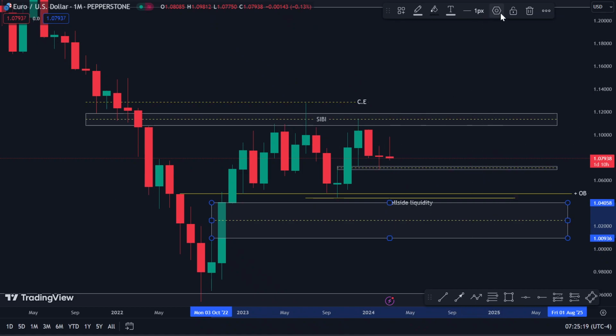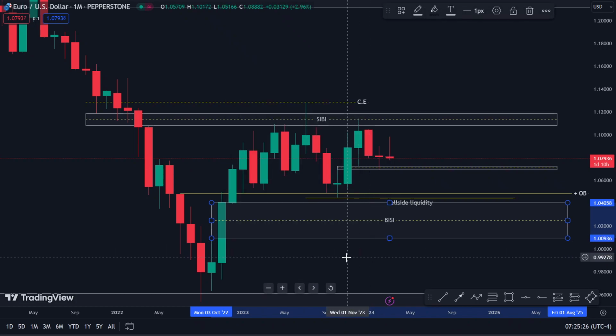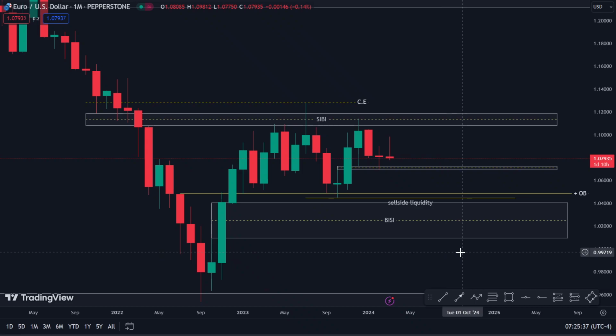This is our BC, buy side imbalance, sell side inefficiency. Price was delivered in the buy side, and as such it lacked a sell side delivery. So there is need for the algorithm probably in the near future to want to reprice into our BC. So what else do we have? That's our BC.